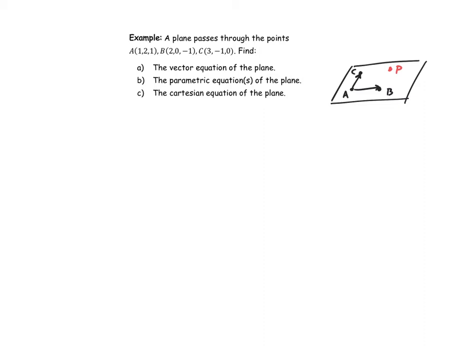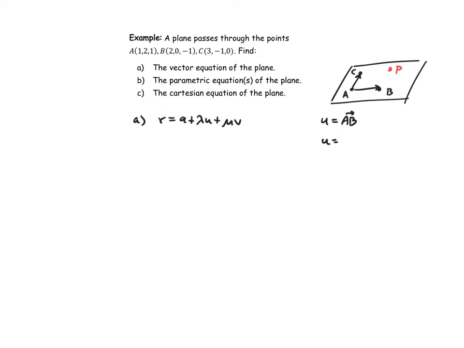Okay, so from the previous slide, what we saw for finding the vector equation of the line is we wrote that R equals A plus lambda U plus mu V. Well, U, we're going to say, is equal to AB. So we have to come up with a direction vector for this particular vector AB.